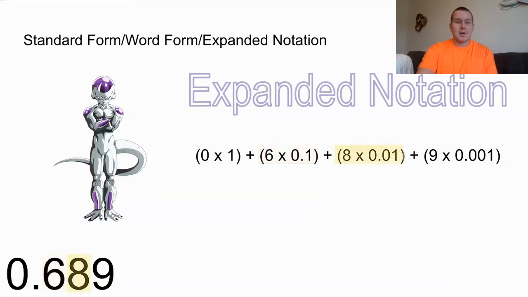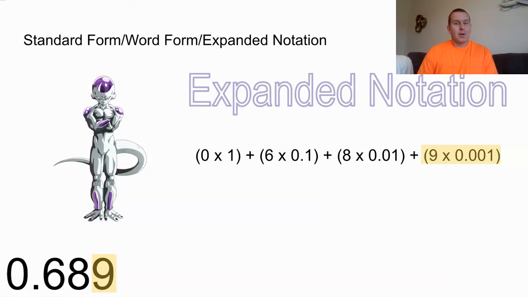Moving on to the next parenthesis, we have 8 times 1/100. 8 times 1/100th would give us 8/100ths. So basically, we just replace the 1 with the number that we're multiplying by. And then finally, with our new place value, the thousandths place, we would do 9 times 1/1,000th. And if you solve this using the triangle method, it would give us that answer of 0 and 689 thousandths.